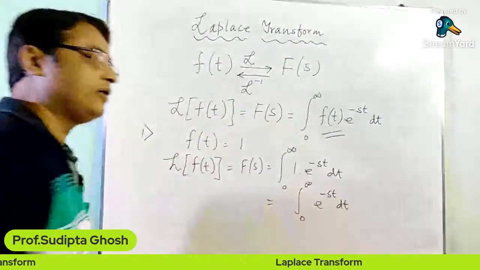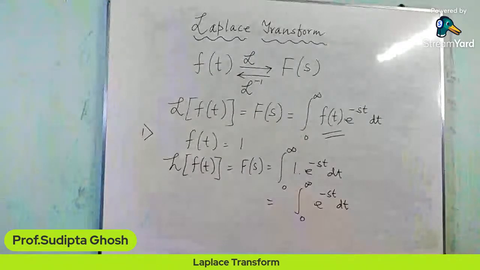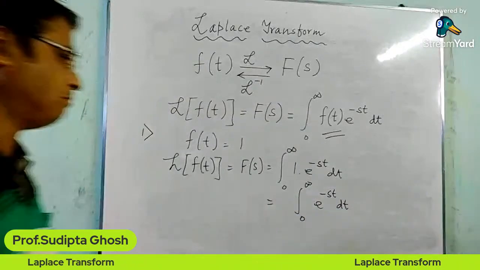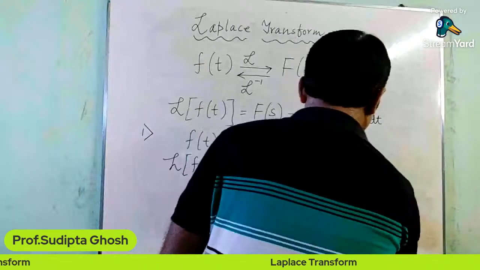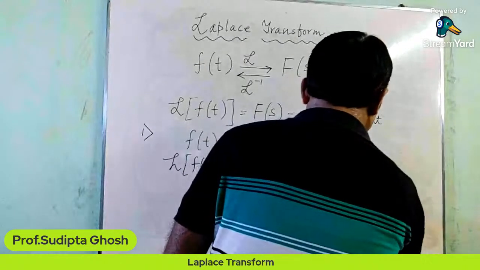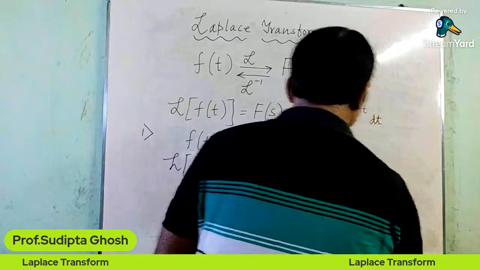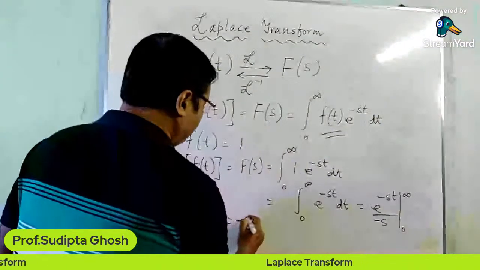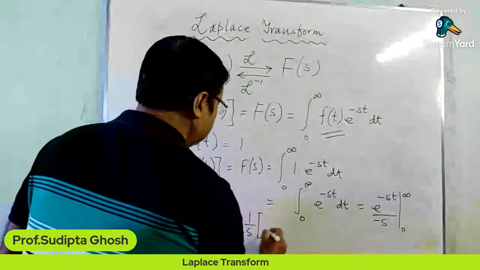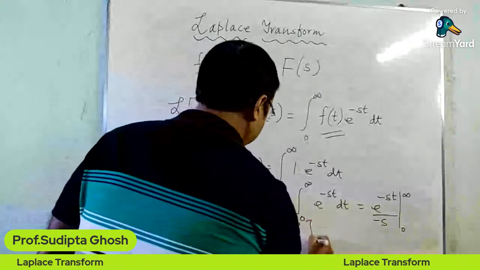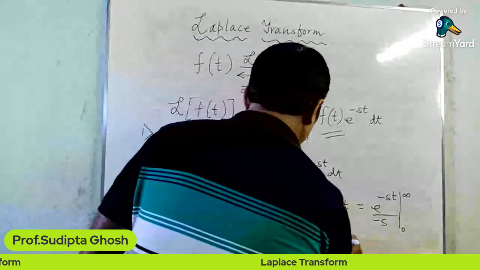Now the integral of e to the power mx is e to the power mx by m. Since this is a definite integral, we put e to the power minus st by minus s, and the limit is 0 to infinity. So it will be minus 1 by s times e to the power minus infinity minus e to the power 0.